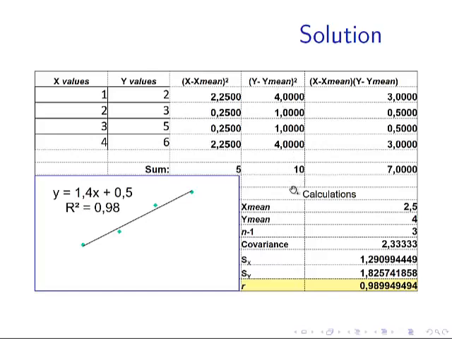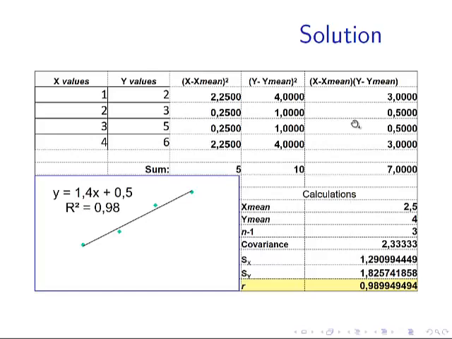In order to find the standard deviation, we just divide this number by n minus 1, which is 3, because we have a couple of numbers here, 4, and n minus 1 is 3. We divide 5 by 3 and find the square root of it, we obtain 1.29 for standard deviation of x variable. For standard deviation of variable y, we must divide 10 by 3 and find the square root. It gives us 1.83.